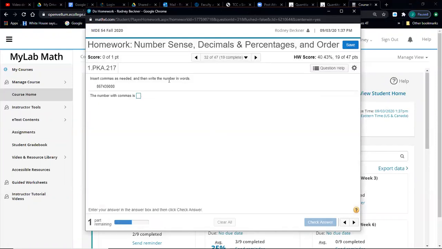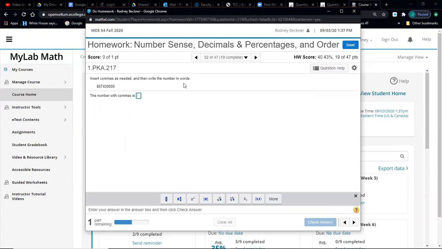Insert commas as needed and then write the number in words. Oh boy, so this could be fun. Sometimes my math lab can be a little bit of a nuisance if people like to throw extra ands in there. So let's see if we can get this right on the first or second attempt. So commas go every 3 digits.